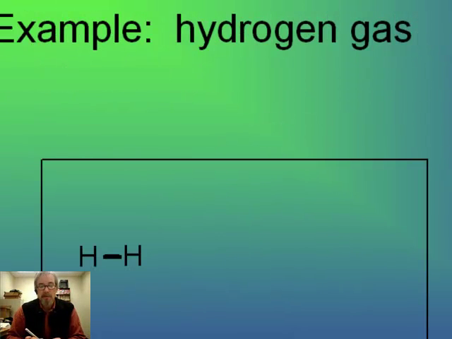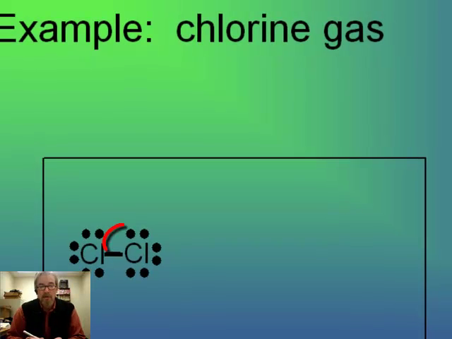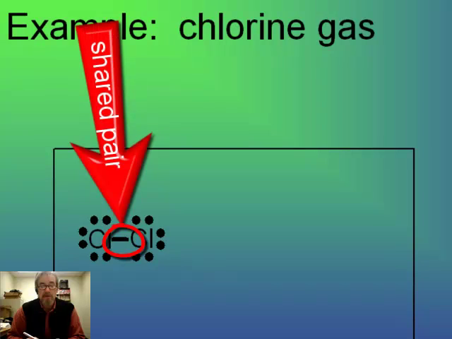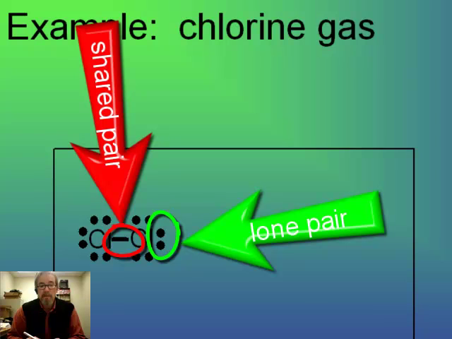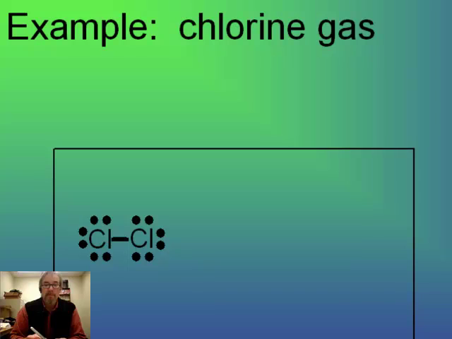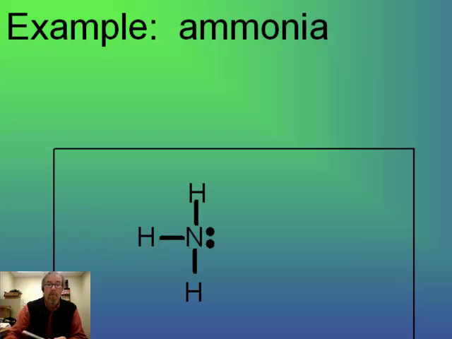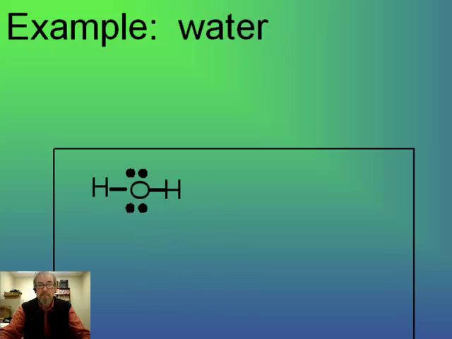Here are some examples of Lewis structures. For hydrogen gas, we see one bond, and that's it. For chlorine gas, we see one pair that's a bond, the shared pair, and then each of the chlorines has three lone pairs, or unshared pairs, shown by pairs of dots. Stability is still maintained. There's still 8 dots around each chlorine. One of the pairs of dots just happens to be a bond. Another example is ammonia. Ammonia has a pair of dots and 3 shared pairs. That's a total of 8 for nitrogen.